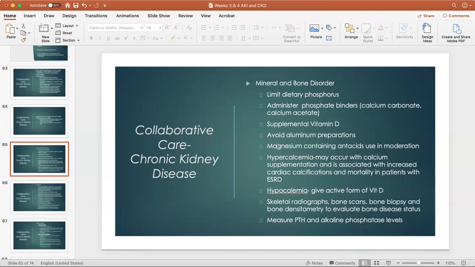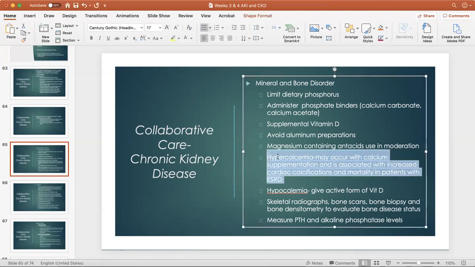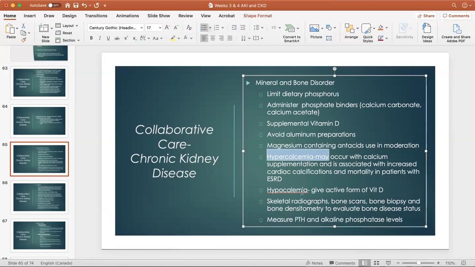Magnesium, again, we just want to be careful with using anything that will increase the excretion of calcium in our body, right? So here we have to watch, because we're taking calcium supplementation, for hypercalcemia, right? And you can go back to the hypercalcemia video and check that out. Hypocalcemia, again, vitamin D, bone scans, bone biopsy, all of that stuff. This is when CKD has been attacking your bones for so long that now you have basically a degenerative bone disease, right? And we want to keep an eye on your parathyroid hormone as well.